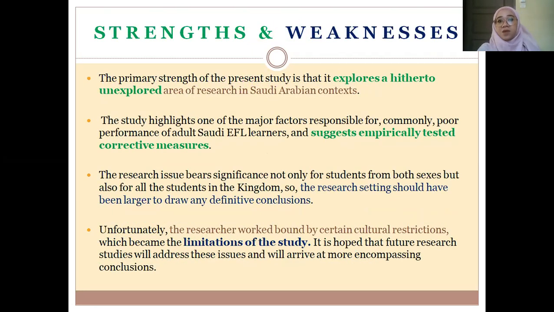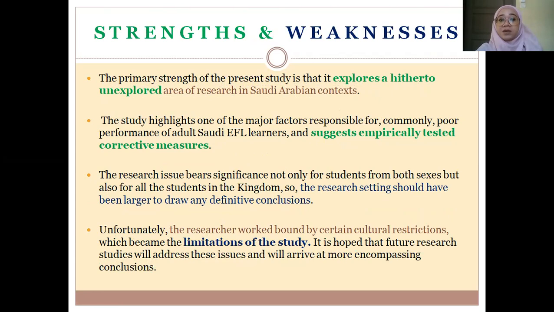The strengths and weaknesses. There are two things found from the article. The primary strength of the present study is that it explores an unexplored area of research in the Saudi Arabian context. The study also highlights one of the major factors responsible for poor performance among adult Saudi English foreign language learners and suggests empirically tested corrective measures.